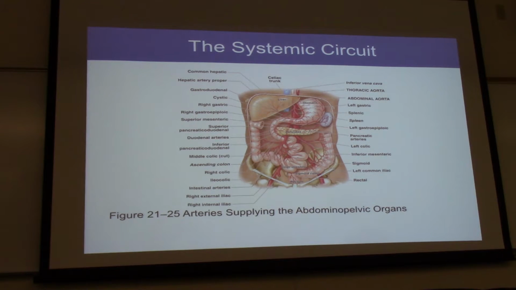Here's kind of what it looks like with the guts in place. Once again, the celiac trunk here supplies all of these upper organs of the abdomen. The SMA, superior mesenteric artery, supplies about 90% of the small intestine and the right colon. The inferior mesenteric artery right here supplies the left colon and sigmoid colon, and supplies some blood to the upper rectum. Obviously, the splenic artery goes to the spleen. The hepatic artery goes to the liver.